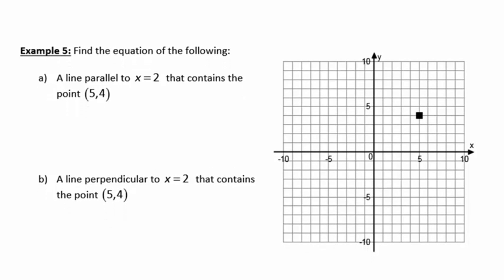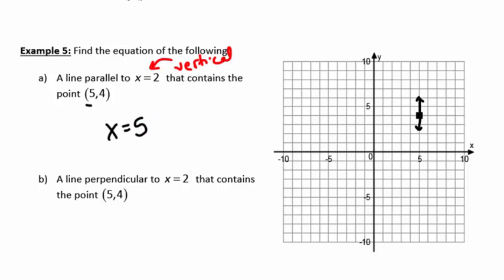In example 5, I want to find the equation of the following. A line parallel to x equals 2 that contains this point. So it's going to be parallel to x equals 2, same direction. That means it's also vertical. Parallel to a vertical line is another vertical line. And I know that the equation of a vertical line is going to have to do with the x coordinate. Vertical lines are going to go straight up and down through the same x value. So the equation would be x equals 5.